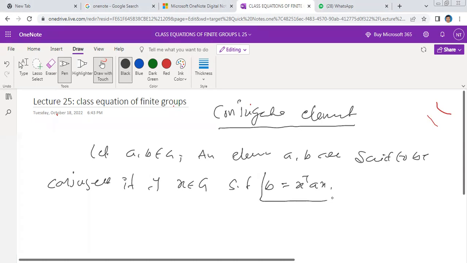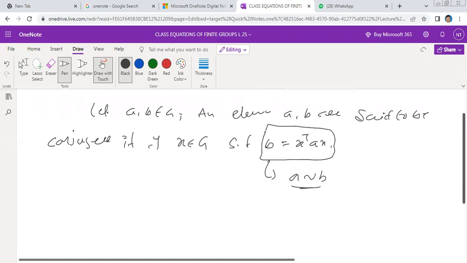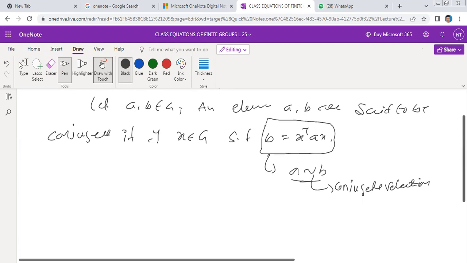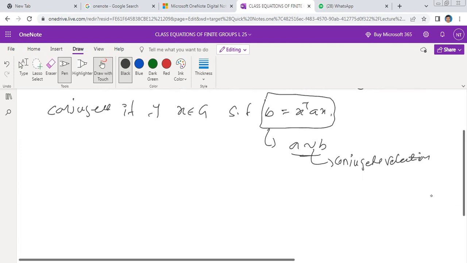This is the condition: B is equal to X inverse A X, or A is equal to X inverse B X. Then we say that A is conjugate to B. It is denoted by A ~ B. This relation is called the conjugate relation. We proved that the conjugate relation is an equivalence relation.